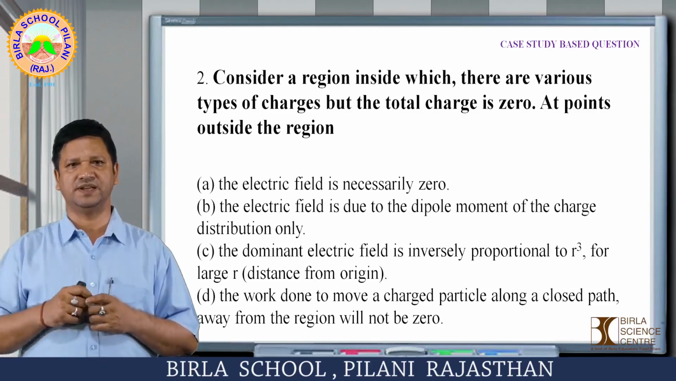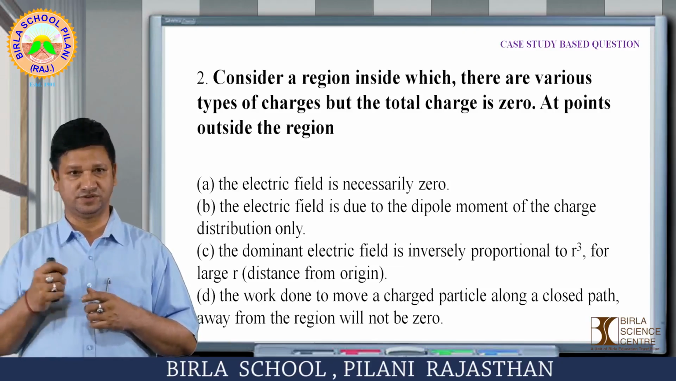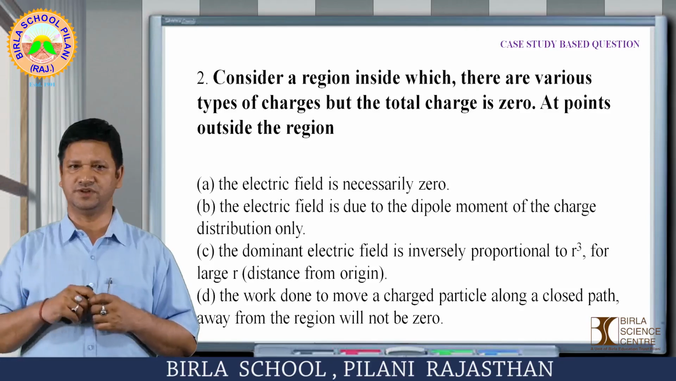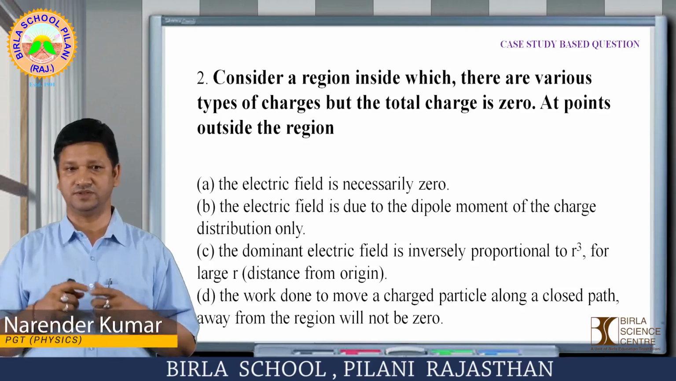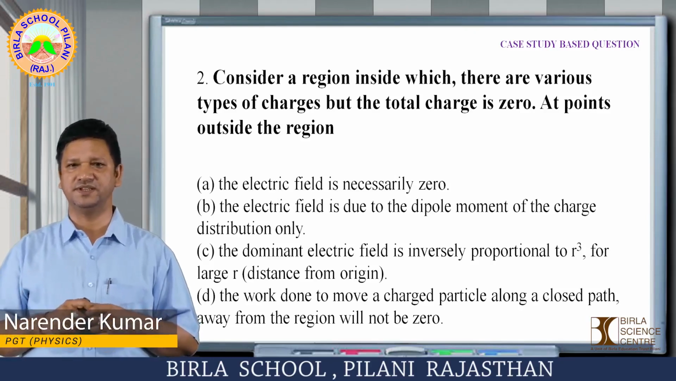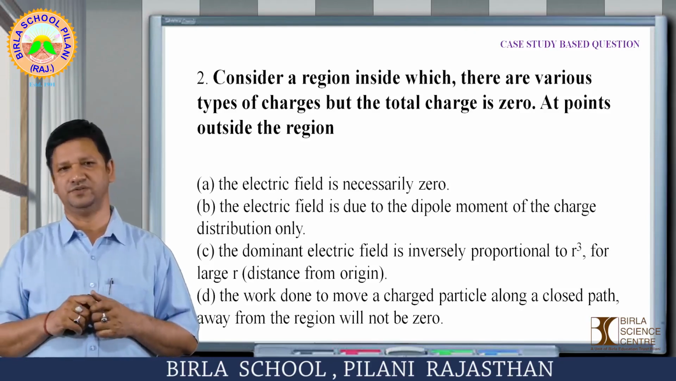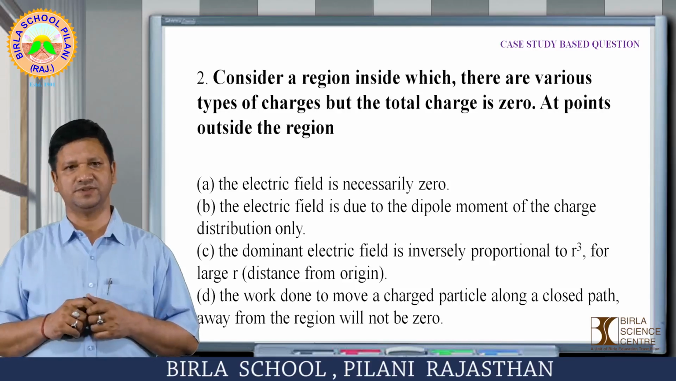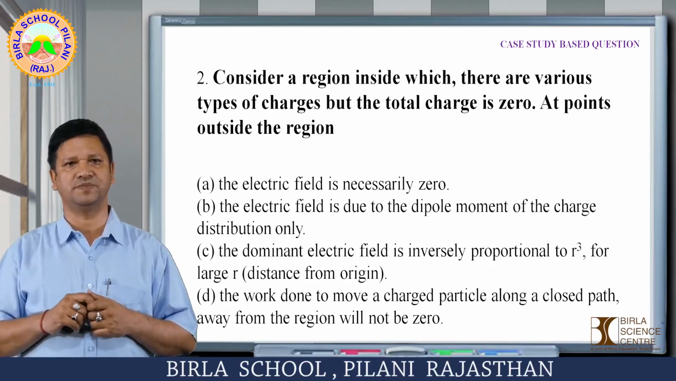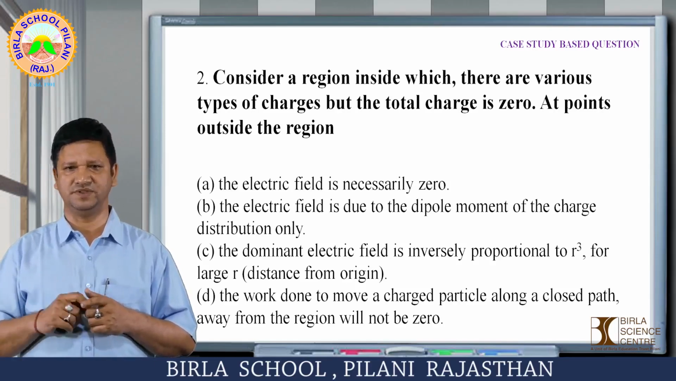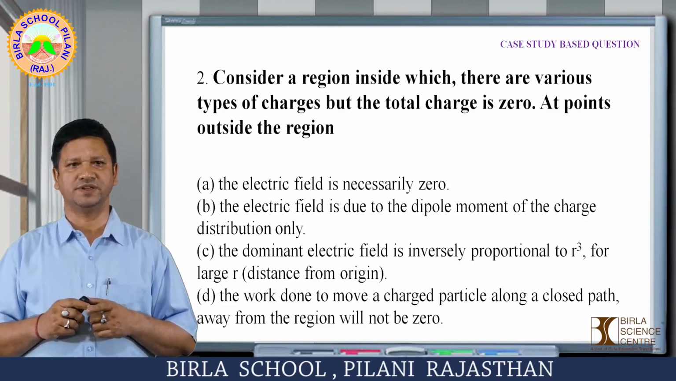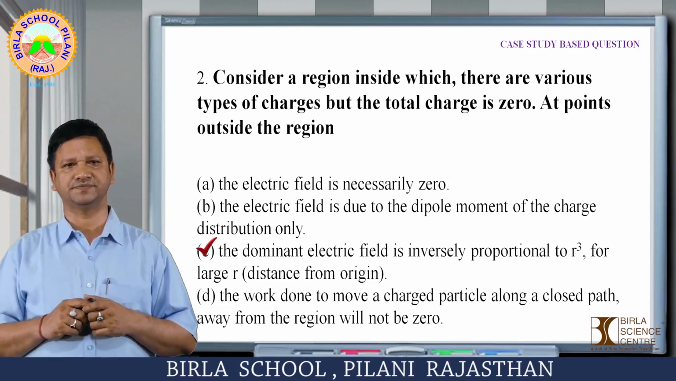For example, "electric field is necessarily zero" is not true. "Electric field due to the dipole moment of the charge distribution only" is also not applicable. There are other fields also. Yes, the dominant electric field is inversely proportional to R cube. This is the correct option. "The work done to move a charged particle along a closed path away from the region will not be zero" is again not true. Yes, the correct option here is C.